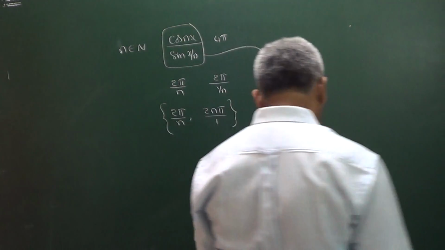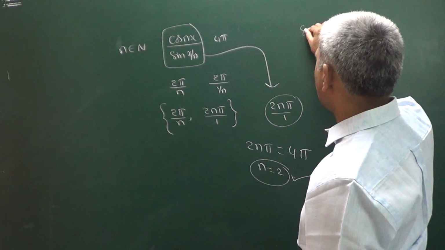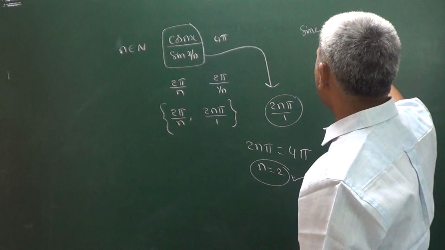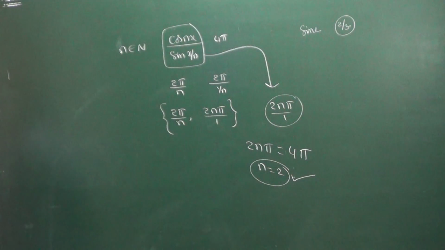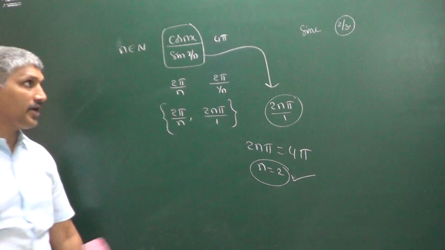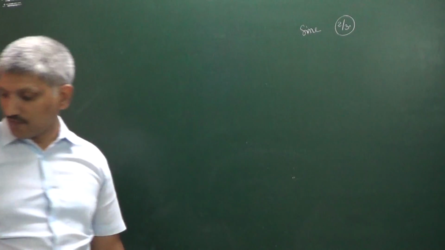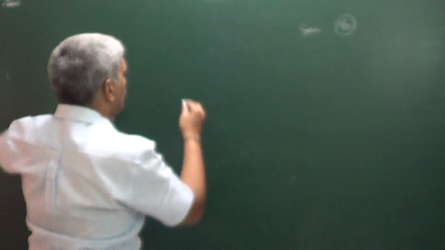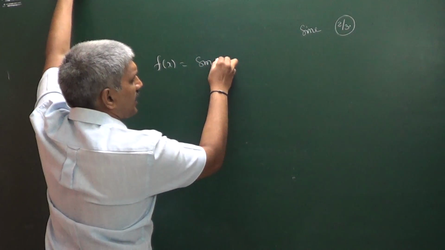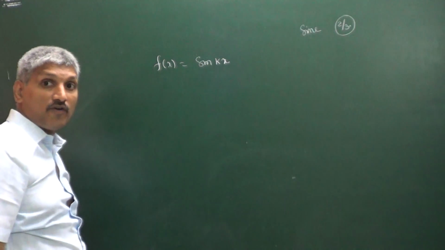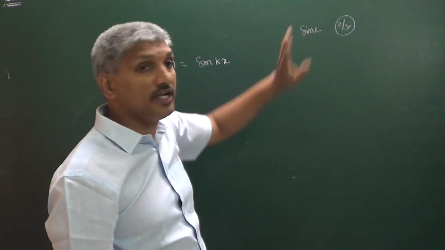Next question is asking to find the sine function whose period is 2 by 3. We have to find out the sine function whose period is 2 by 3. Let us say f(x) is equal to sin kx. This is the function I am saying whose period is 2 by 3.